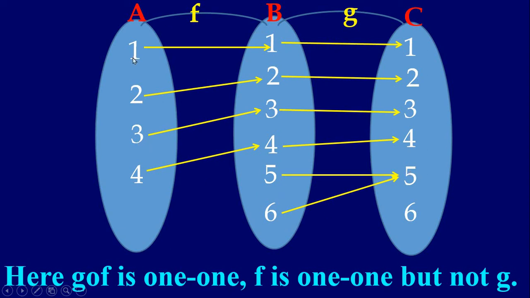Now here in the composite function, 1 is related to 1, 2 related to 2, 3 related to 3, 4 related to 4. Different elements are related to different images. So therefore, g composite f is 1-1. Now here f is also 1-1. But g is not 1-1, because different elements have the same image. Now here g composite f is 1-1 and f is 1-1, but g is not 1-1.